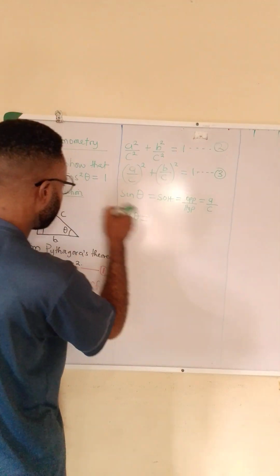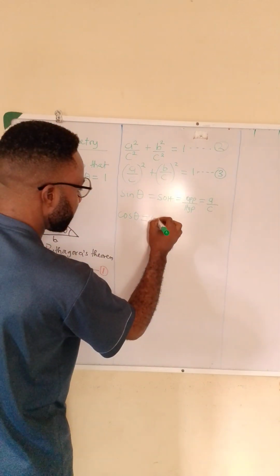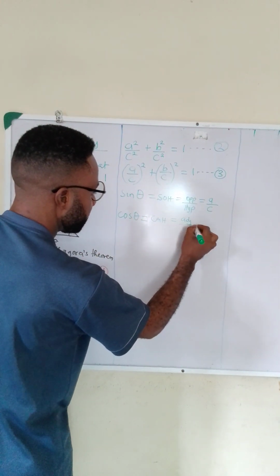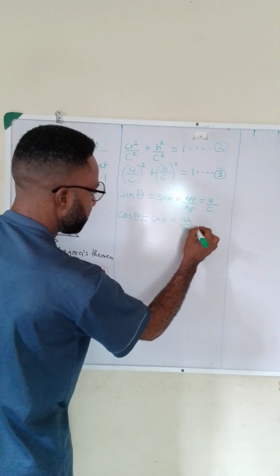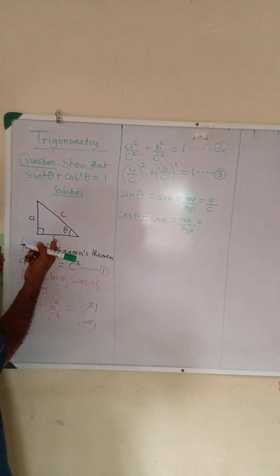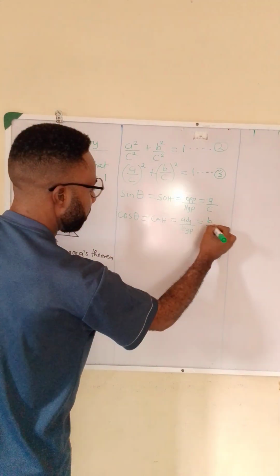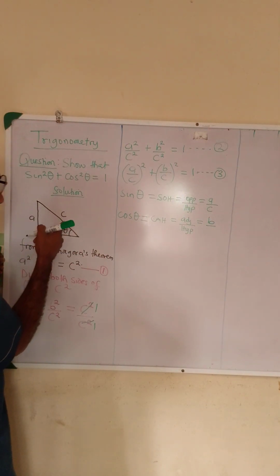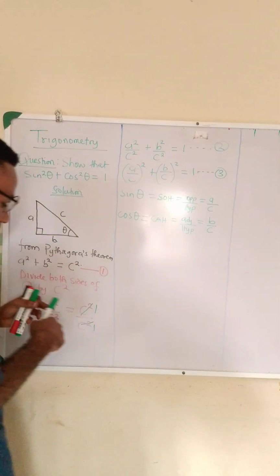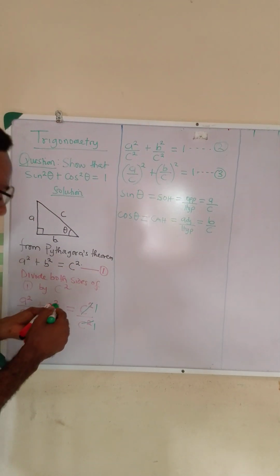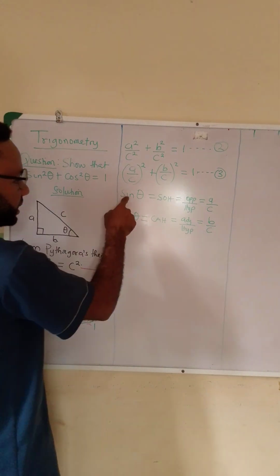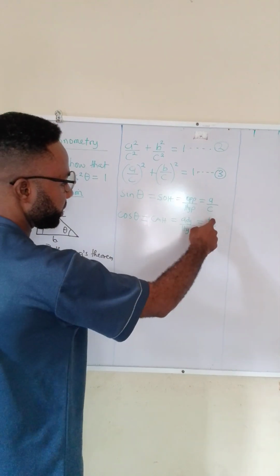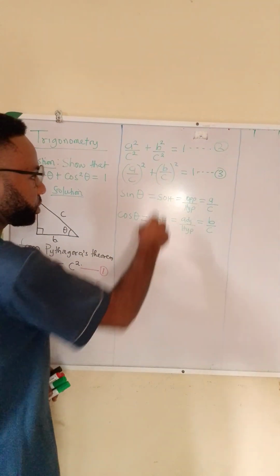So now we are looking at cos theta. Cos theta is adjacent over hypotenuse. Our adjacent is B, and our hypotenuse is C, so B over C. So we've been able to establish that sine theta is A over C, which is what we have here, and that cos theta is B over C, which is what we have here.